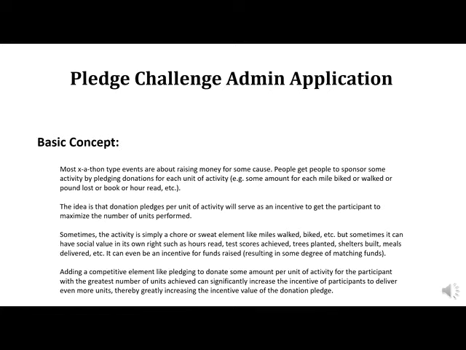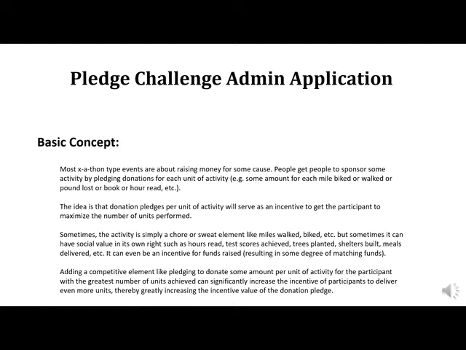The idea is that donation pledges per unit of activity will serve as an incentive to get the participant to maximize the number of units performed. Sometimes the activity is simply a chore or sweat element like miles walked or biked. But sometimes it can have social value in its own right, such as hours read, test scores achieved, trees planted, shelters built, meals delivered, etc. It can even be an incentive for funds raised, resulting in some degree of matching funds.